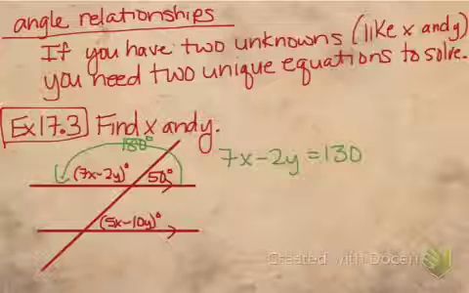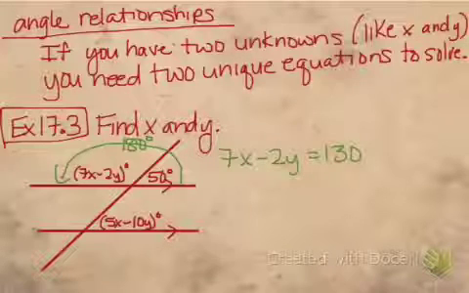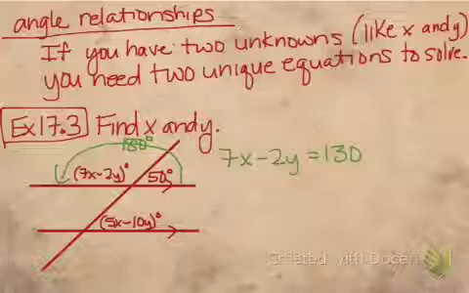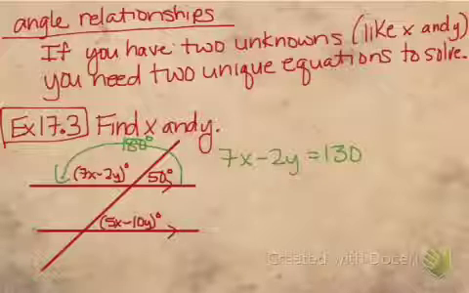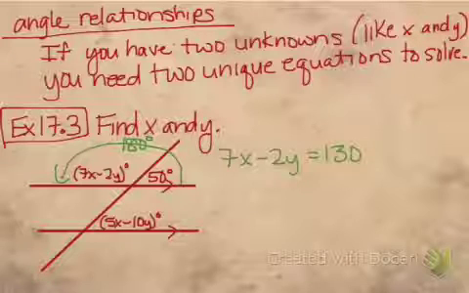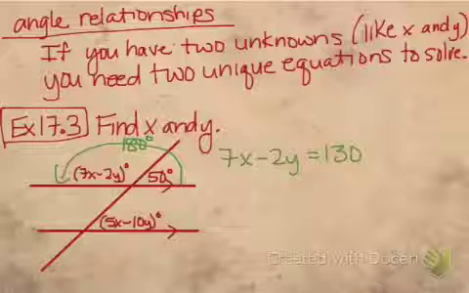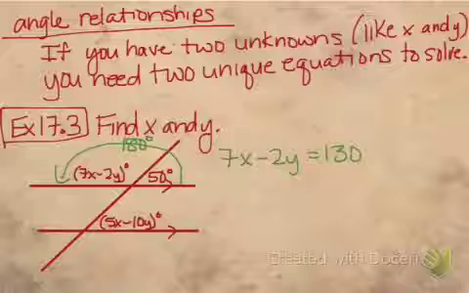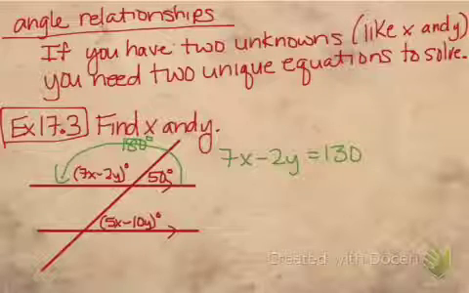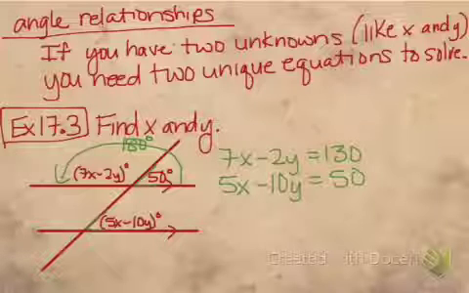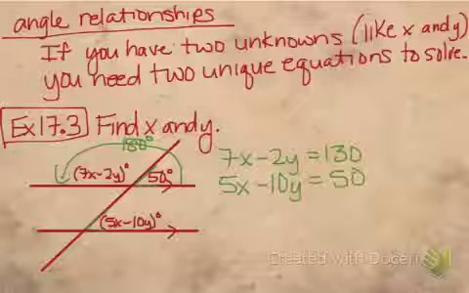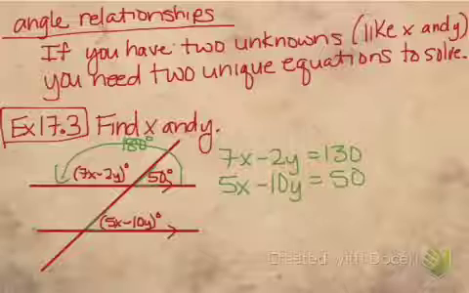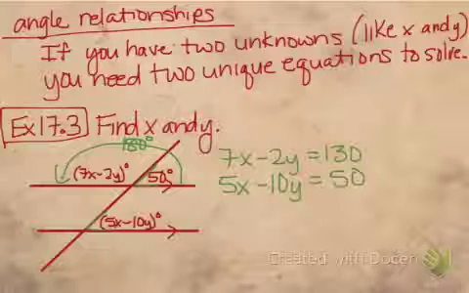The next thing I see is that we have parallel lines cut by a transversal. If you have parallel lines cut by a transversal, you have large angles and small angles. So 50 is a small angle, and 5x minus 10y is also a small angle, so we can set them equal to each other. So 5x minus 10y equals 50. From here, we just need to solve these two equations.